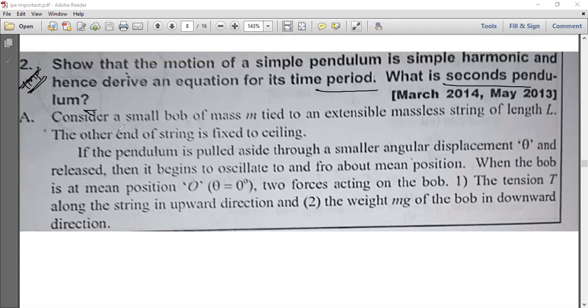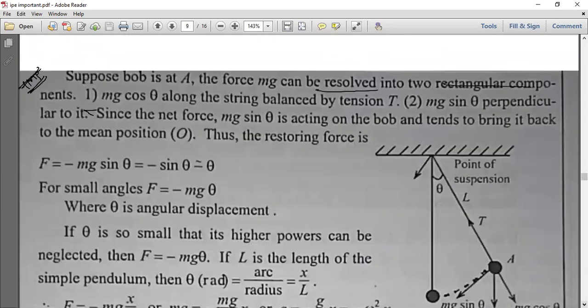Now everyone knows the simple pendulum. Consider a small bob of mass m tied to an inextensible massless string of length L, and the pendulum is pulled. See how easy this answer is. You can just draw the diagram.